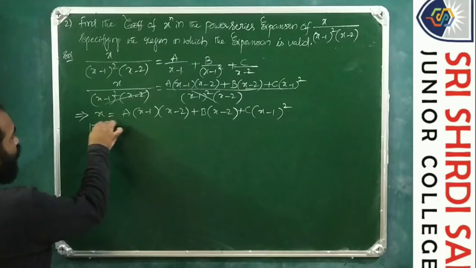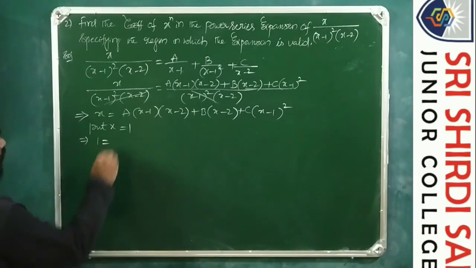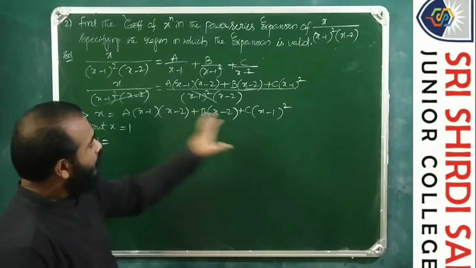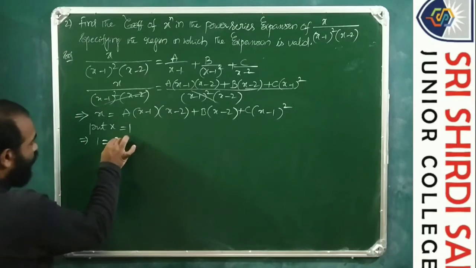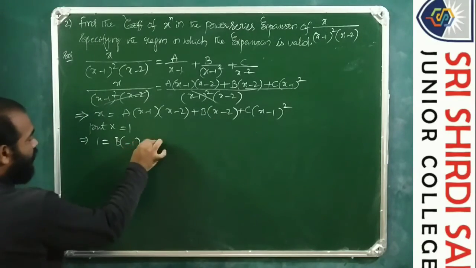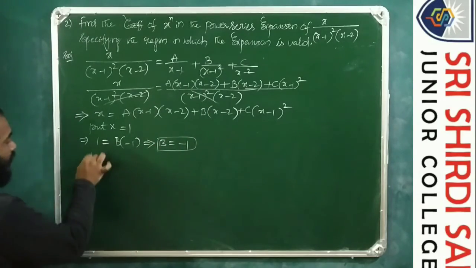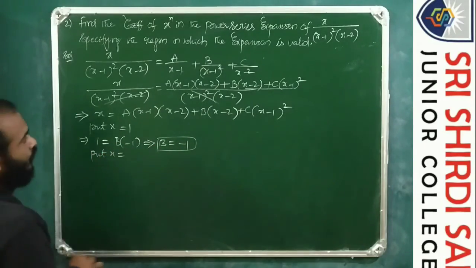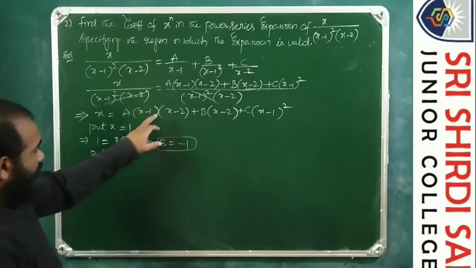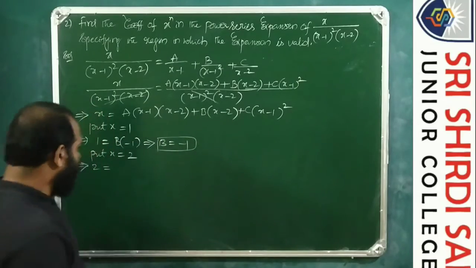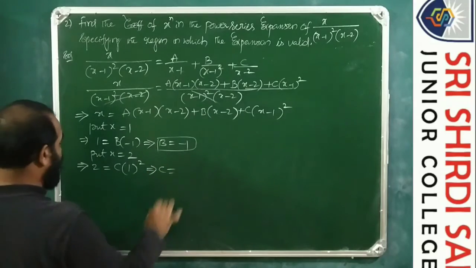Put x equals 1. So 1 minus 1 is 0, 1 minus 1 is 0, so we are left with this term. So b into (1 minus 2) is minus 1. So from this, b equals minus 1. Likewise, put x equals 2. Substitute 2, this and this will be 0. c into (2 minus 1) whole square, so 1 square. c equals 2.